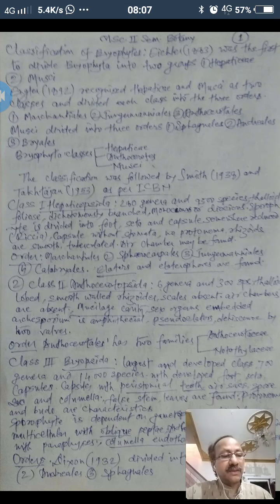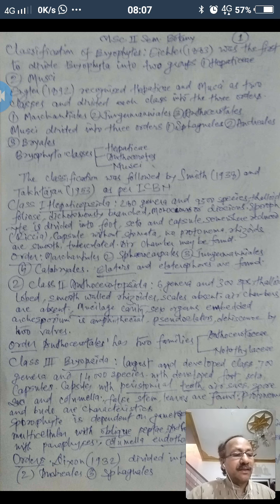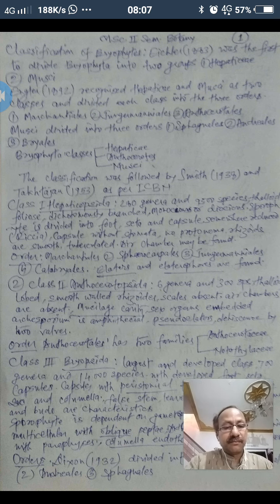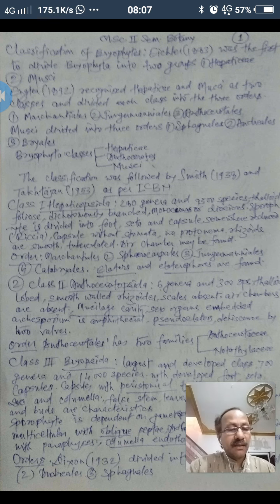This is the chapter of MSc 2nd Semester Botany: classification of Bryophytes. Eichler, 1883, was the first to divide Bryophyta into two groups, Hepaticae and Musci. Engler, 1892, recognized Hepaticae and Musci as two classes and divided Hepaticae into three orders: Marchantiales, Jungermanniales, and Anthocerotales.